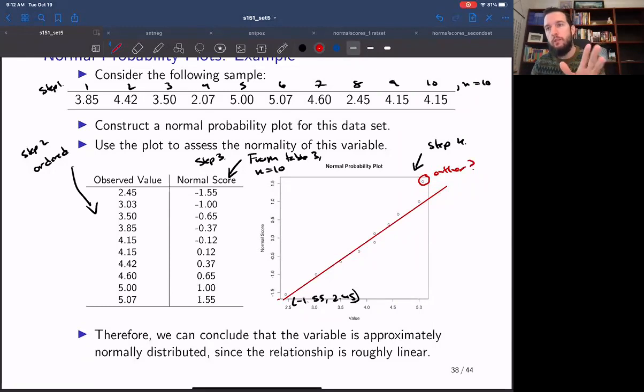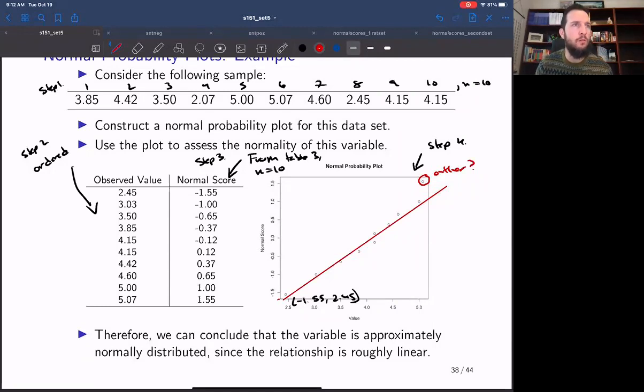So if we want to answer the question, is the variable that we are studying normally distributed? We can use the normal probability plot to answer that question.